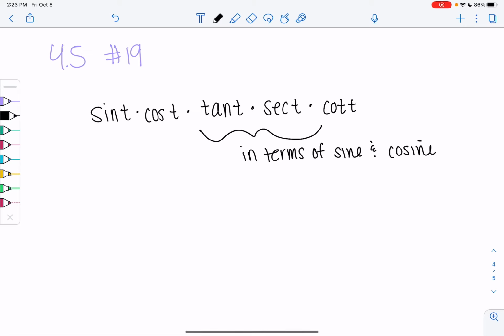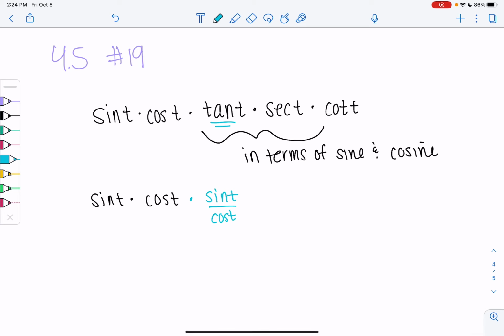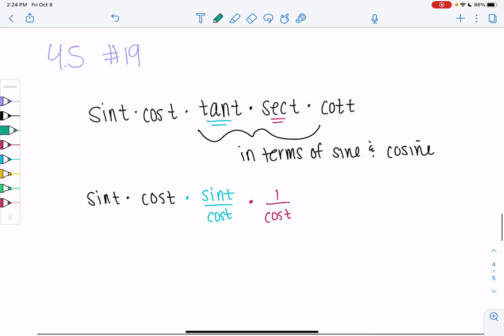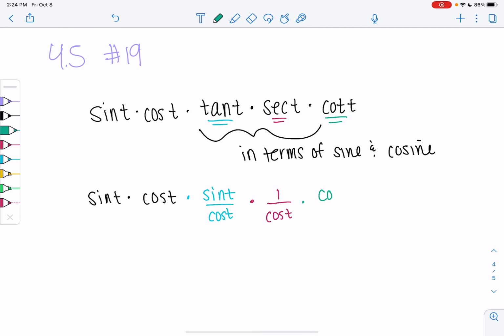So I'm going to leave sine of t as is, and I'm going to leave cosine of t as is, and then tangent of t. We've learned that tangent is sine over cosine. So in this case, it'll be sine of t over cosine of t. We've learned that secant is 1 over cosine, so 1 over cosine t. And we've learned that cotangent is the reciprocal of tangent, so in this case, it would be cosine t over sine t. And now, maybe things will start to cancel out.